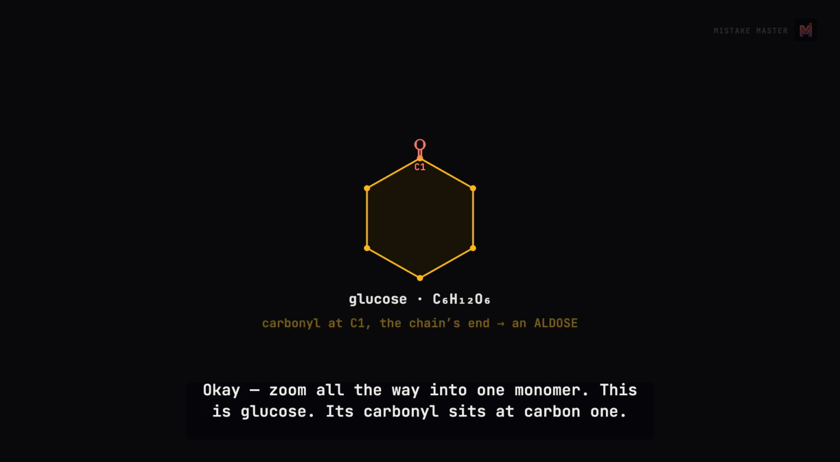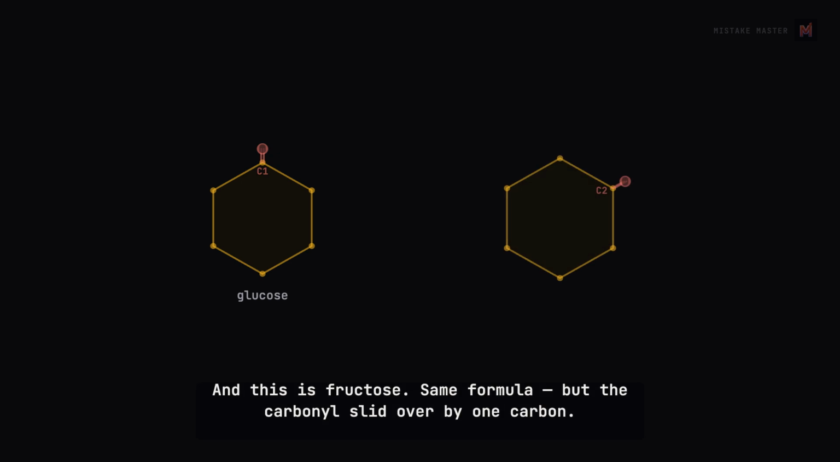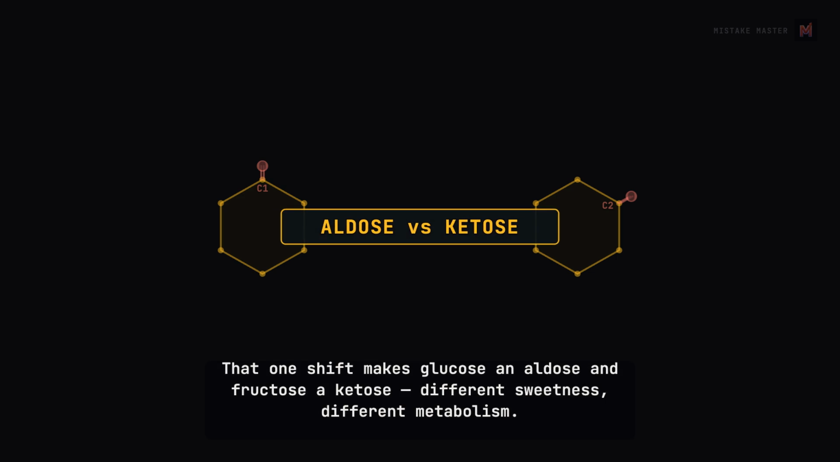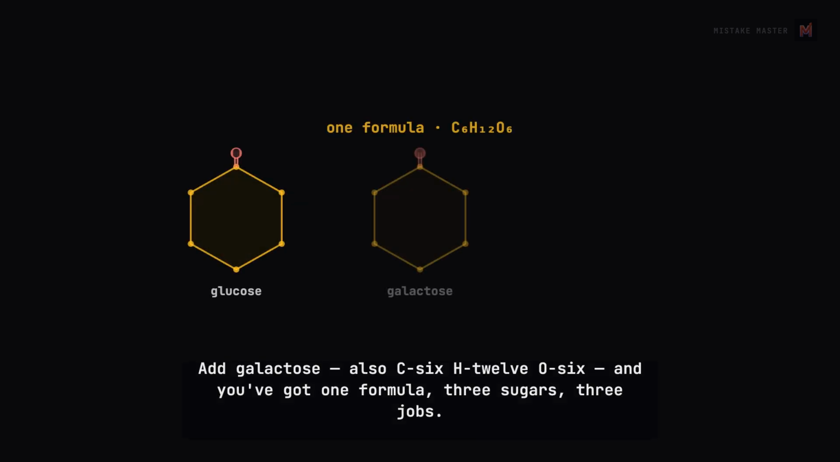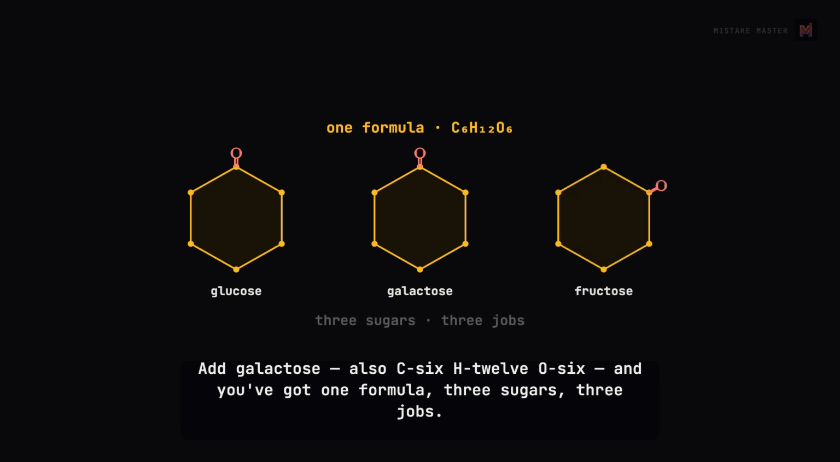This is glucose. Its carbonyl sits at carbon 1. And this is fructose. Same formula, but the carbonyl slid over by one carbon. That one shift makes glucose an aldose and fructose a ketose. Different sweetness, different metabolism. Add galactose, also C6H12O6, and you've got one formula, 3 sugars, 3 jobs.